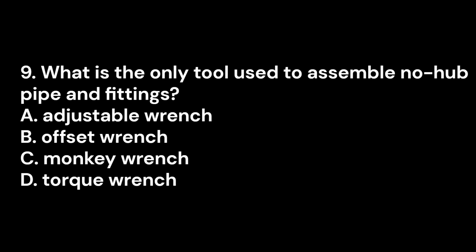Number 9. What is the only tool used to assemble no-hub pipe and fittings? A. Adjustable wrench. B. Offset wrench. C. Monkey wrench. D. Torque wrench.